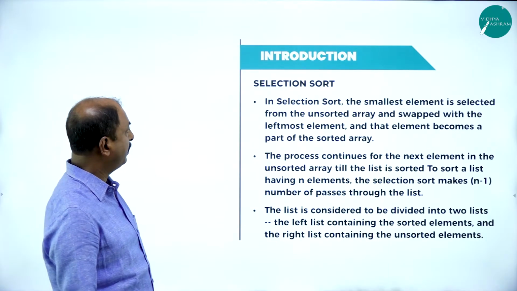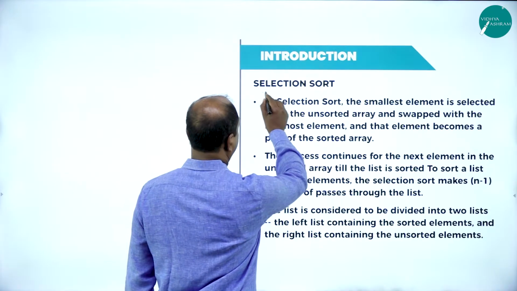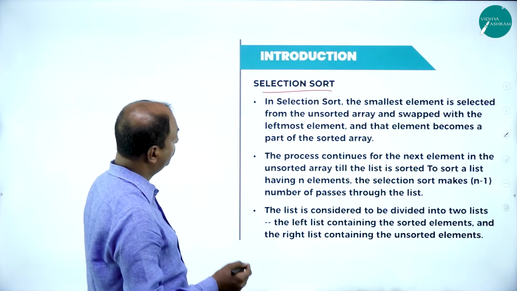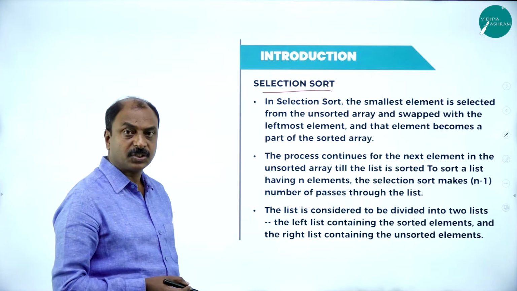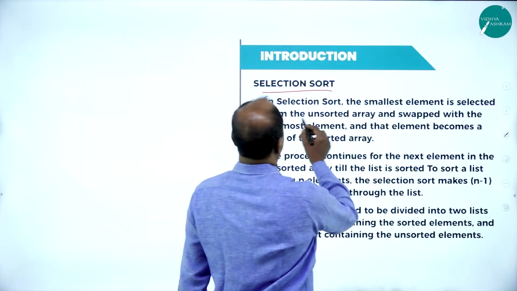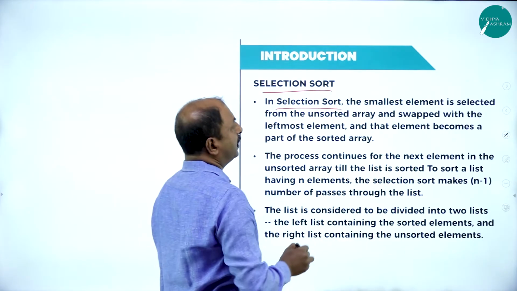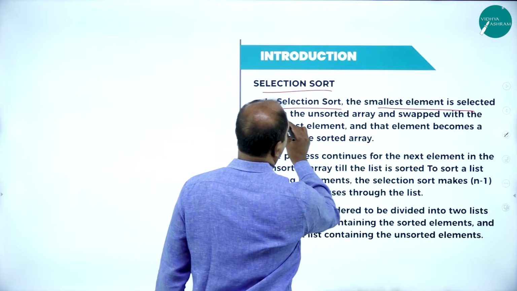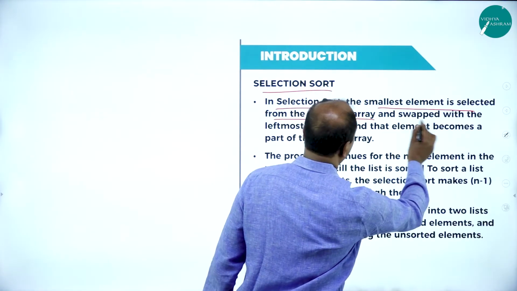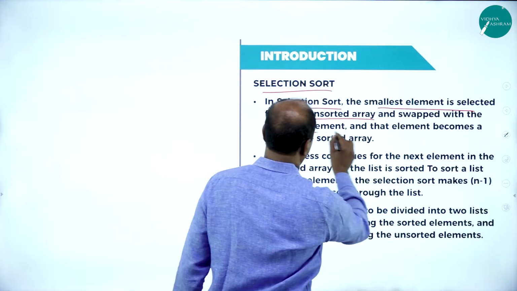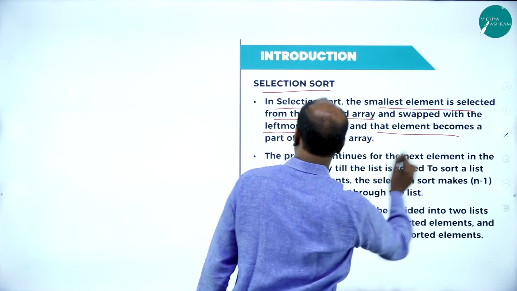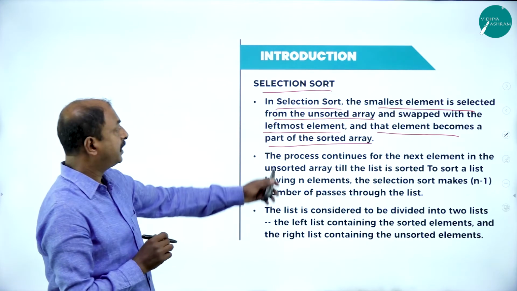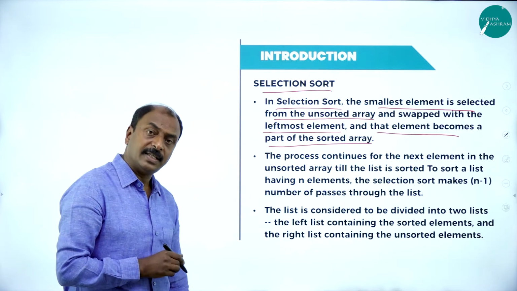Now in the next slide, we will see what is the selection sort, definition and algorithm or the procedure. So what is selection sort? In selection sort, the smallest element is selected from the unsorted array and swapped with the leftmost element, and that element becomes part of the sorted array. So this is the technique or process in selection sort.